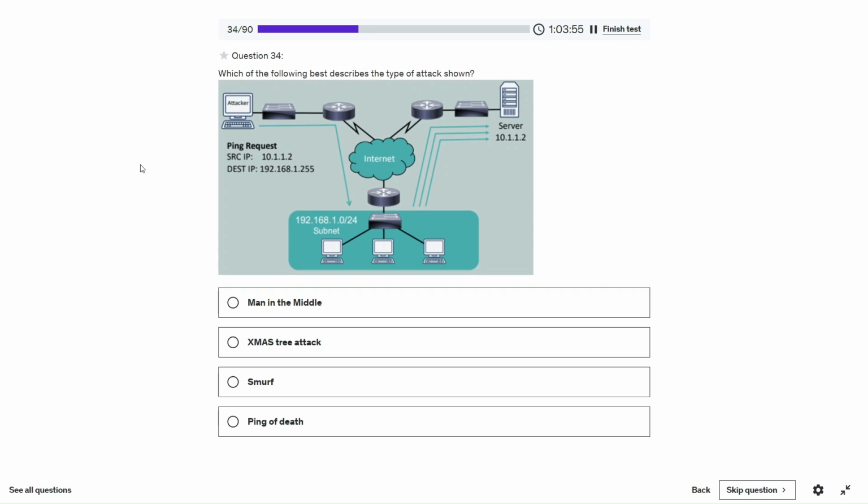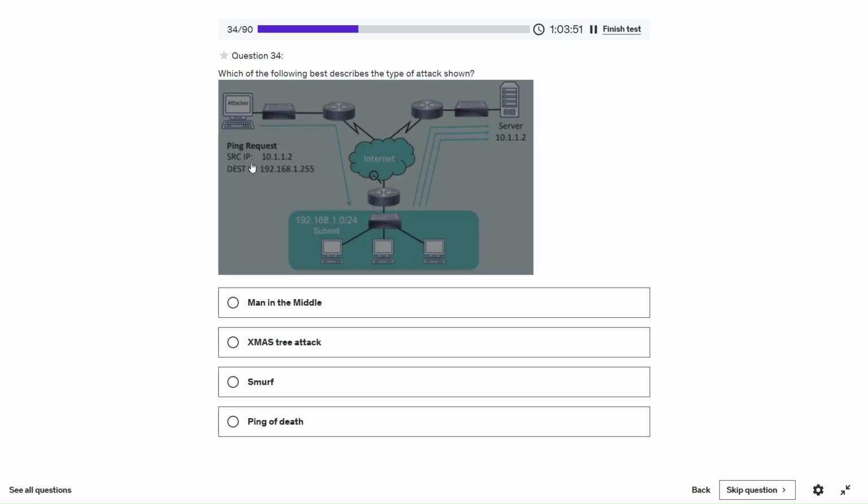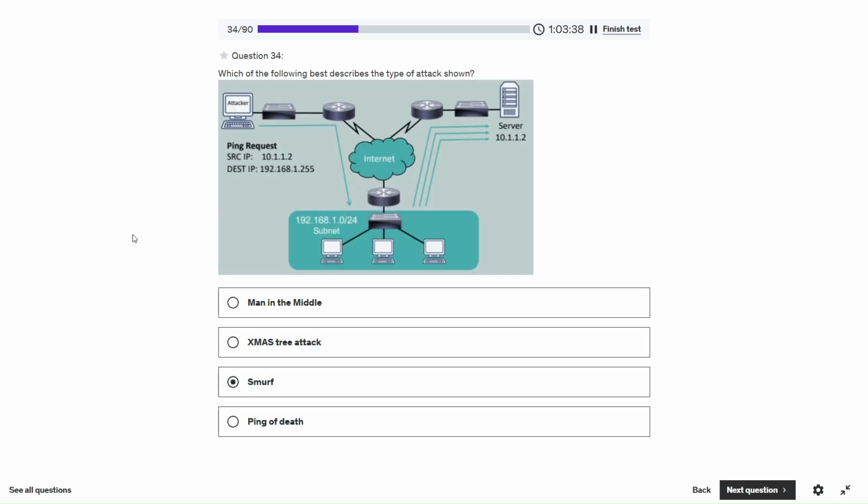Okay, again in this image, there is an attacker sending a ping to a network, the internet, but with the source IP of the server. So all the replies will go to the server side. So this attack is mainly known as Smurf.